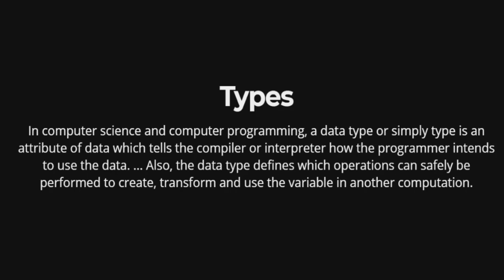Types. In computer science and computer programming, a data type or simply type is an attribute of data which tells the compiler or interpreter how the programmer intends to use the data. Also, the data type defines which operations can safely be performed to create, transform, and use the variable in another computation.